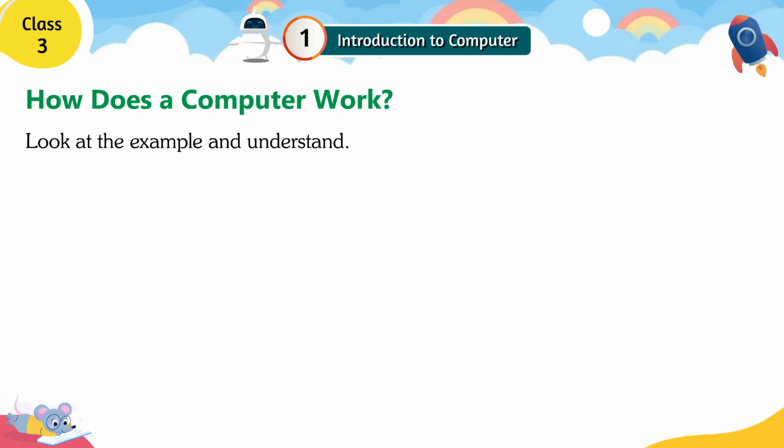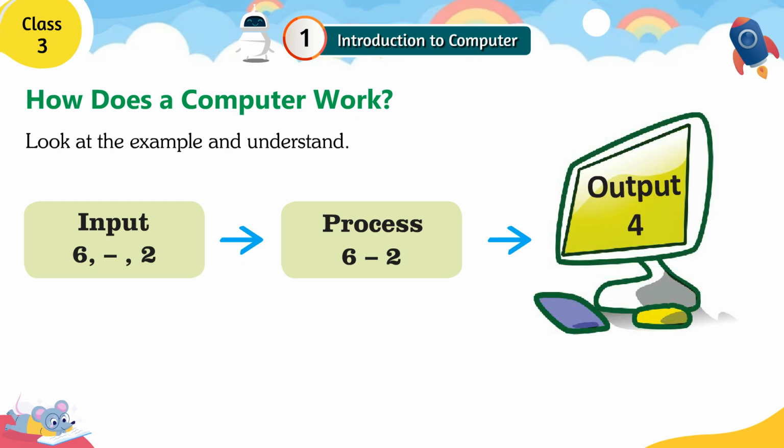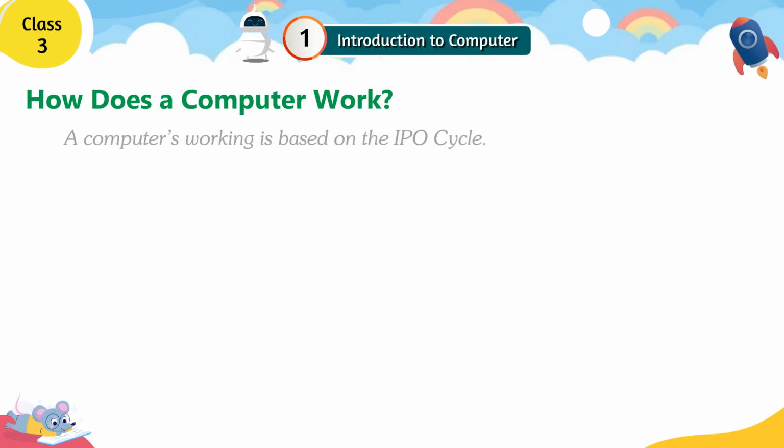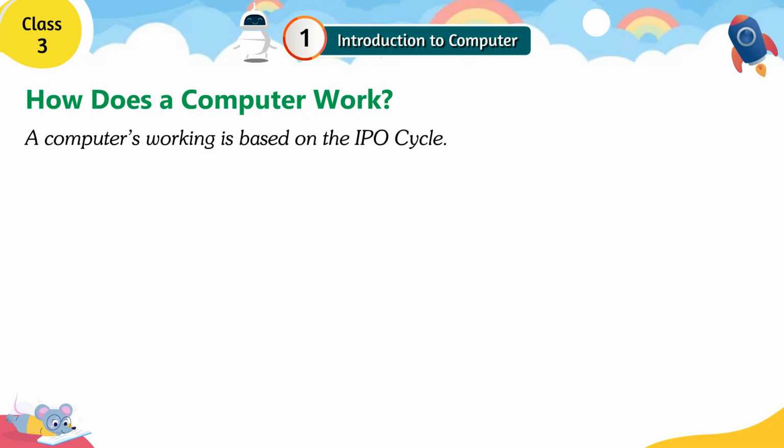Look at the example and understand. Input 6, 2, keyboard. Process 6 minus 2, CPU. Output 4, monitor. In the IPO cycle, the first stage is performed in a computer by the input unit, the second stage is performed by its central processing unit and the third stage is performed by the output unit. A computer's working is based on the IPO cycle.